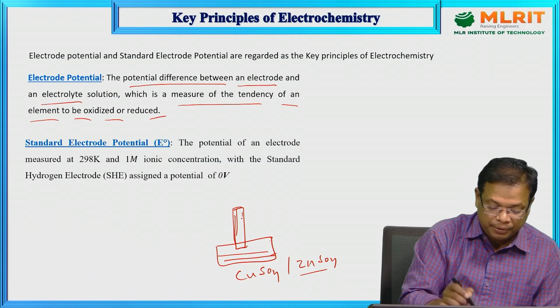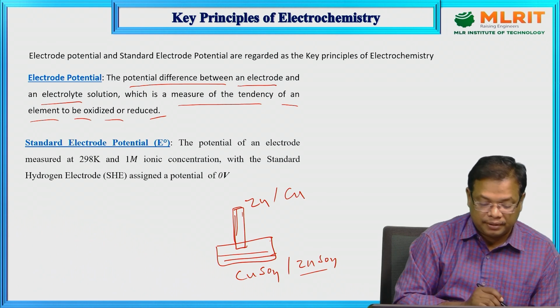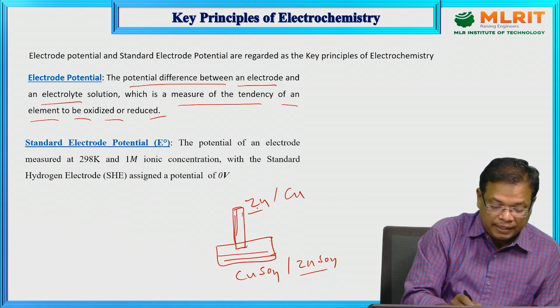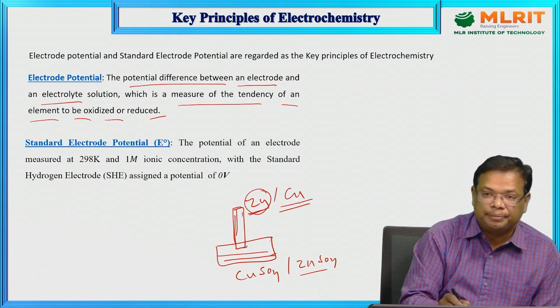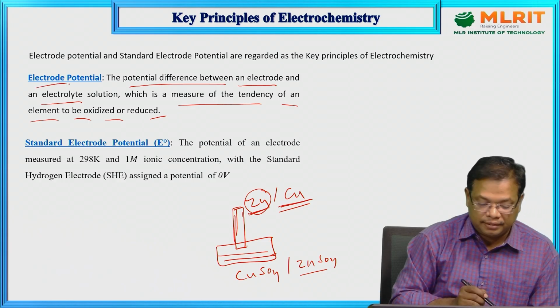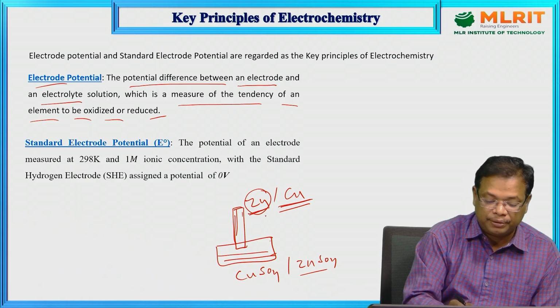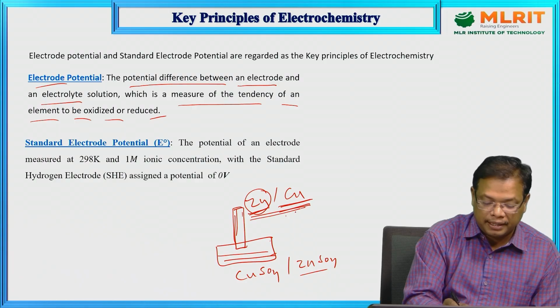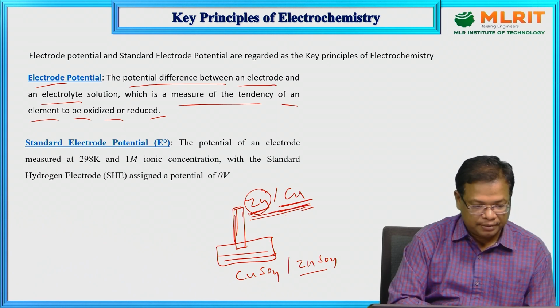The electrode is, suppose, zinc or copper. So whether it is oxidized or reduced, the tendency of this metal atom, oxidation of the metal atom or reduction of the metal atom, it can show you the electrode potential. So, how many electrons it loses, how many electrons it gains. We have to know the tendency of this electron gaining and electron losing. This is the potential difference we can know.